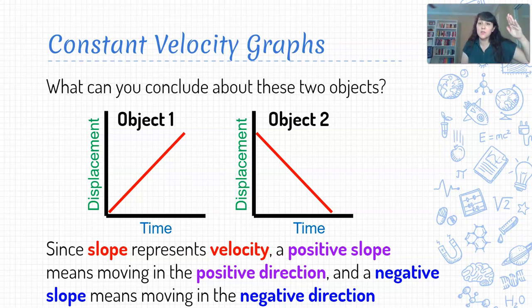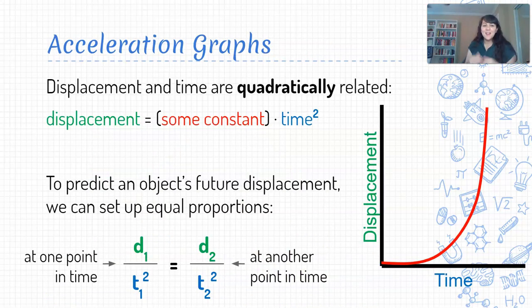If we've got positive slope, it's moving in the positive direction. Negative slope means negative direction, which could be backwards, west, south, down, whatever you want to define as being the negative direction. All right. Let's move on then to acceleration, all right?